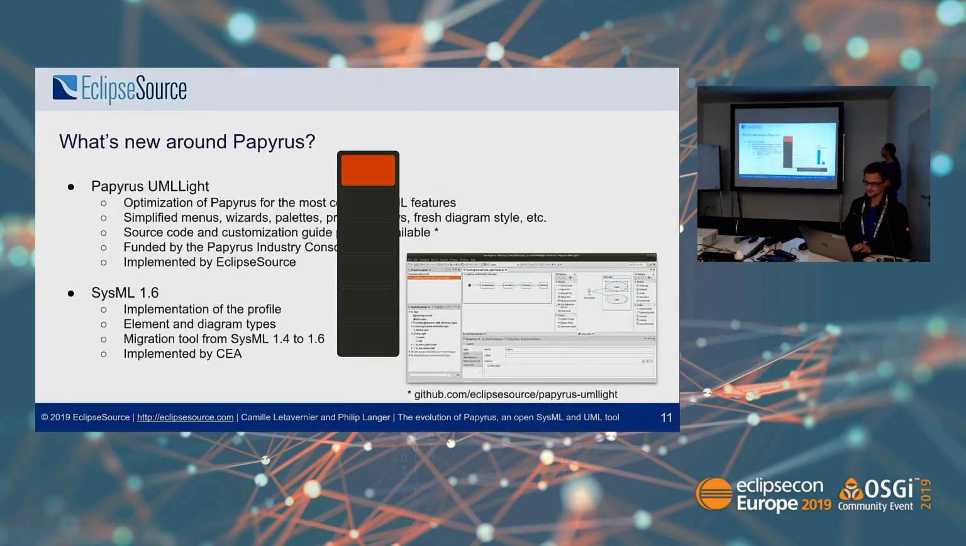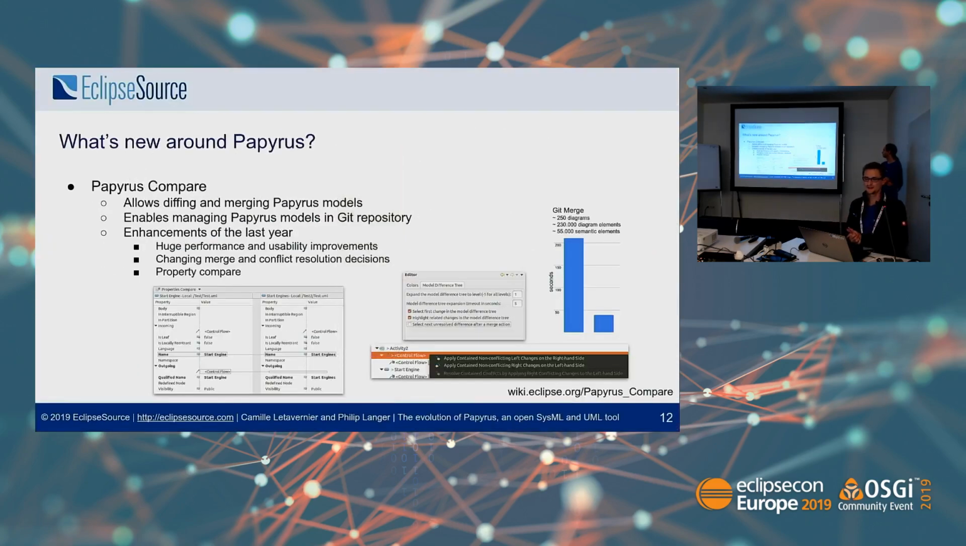Finally, what has been improved a lot in the last couple of years is a project called Papyrus Compare. I'm not sure if you have heard of it. No? So Papyrus Compare allows you to diff and to merge Papyrus models. So when you have multiple versions of models, you can identify all the differences among them.